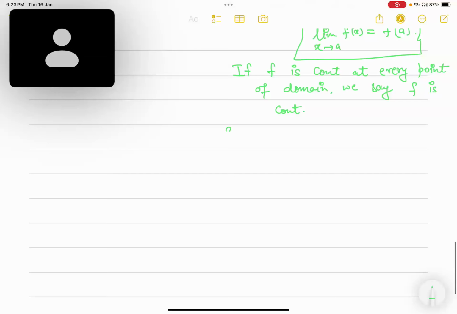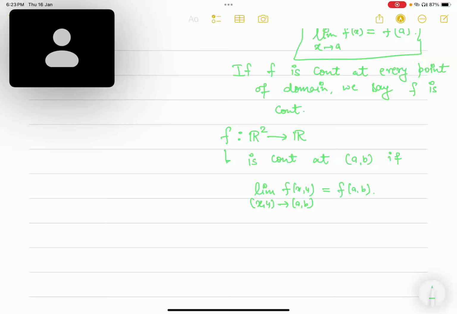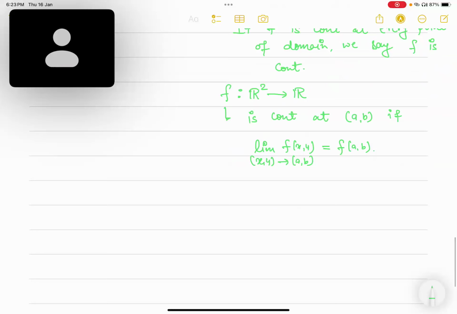Right. So similarly, if you have a function in two variables, we say this function is continuous at a point (a, b) if limit x y tends to (a, b), f of x y exists and also equals f of (a, b), right? So this type of function is called a continuous function, right?